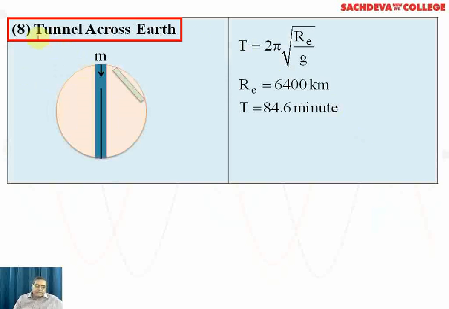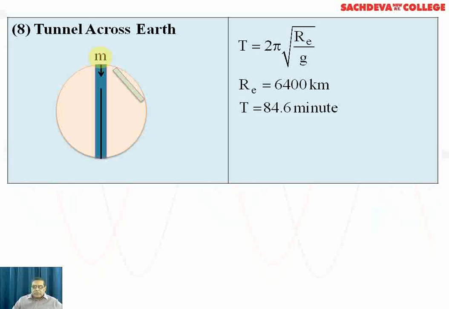Now we come towards the eighth case of SHM, that is tunnel across the earth. Tunnel across the earth means across north and south pole. If we dig, there will be a tunnel, and if a particle whose inertia factor is m, or whose mass is m, is allowed to move in the tunnel, first of all it will be accelerated towards the center, and from center its velocity will be maximum, and it goes to the another side.